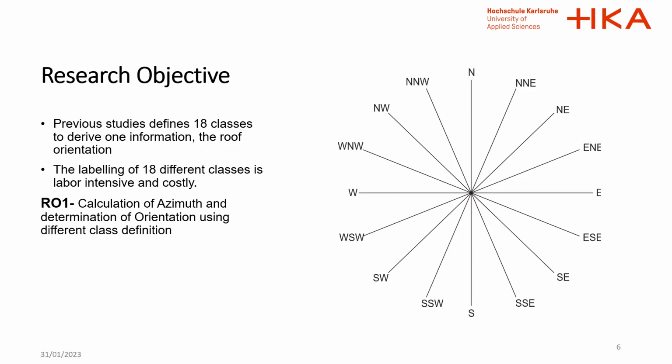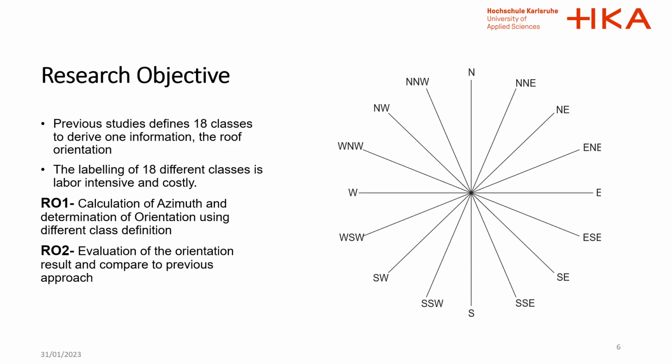So our research objective one will be calculation of the azimuth and determination of the orientation of the roof using different class definition. So we are not going to use the 18 classes. We are going to use 18 classes in a later section, but now we are just going to use a different class definition. So what does that different class definition mean? We are going to have a discussion on that in a further chapter.